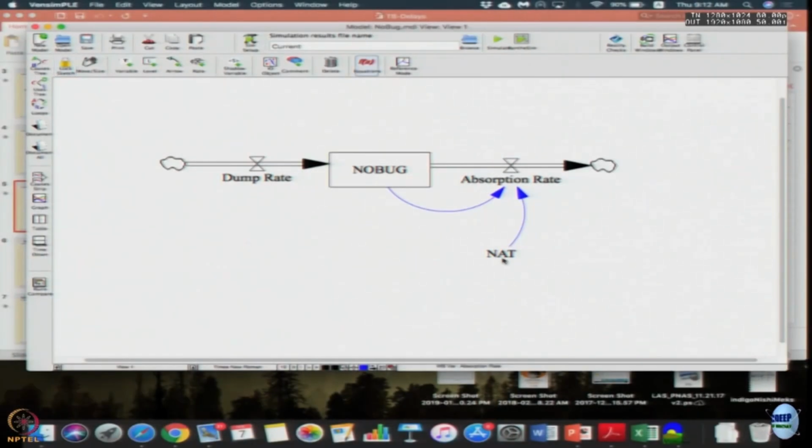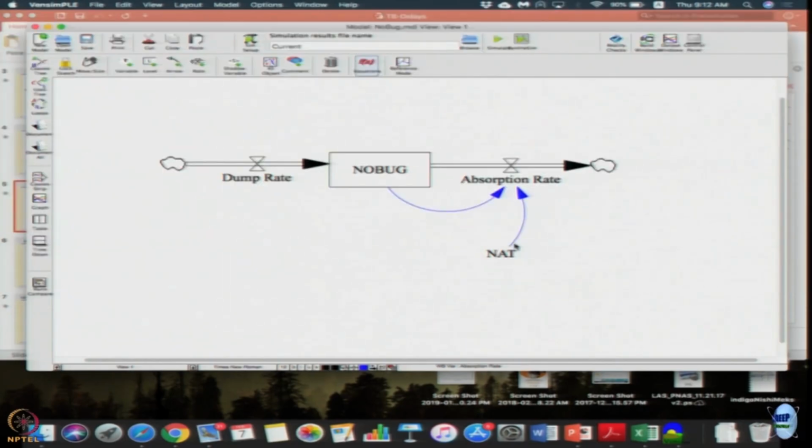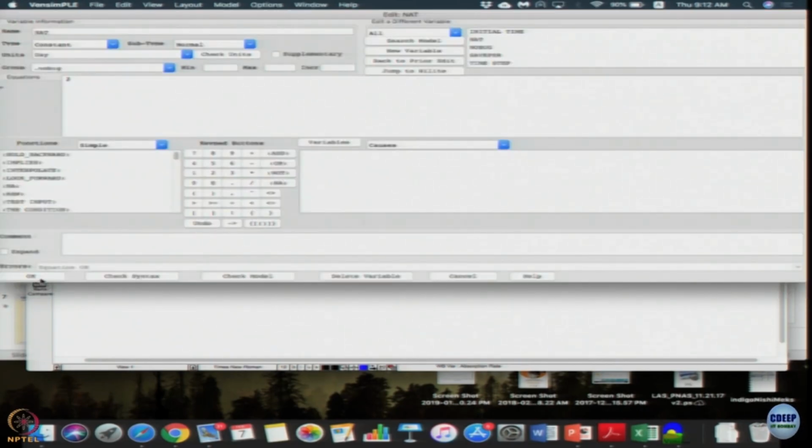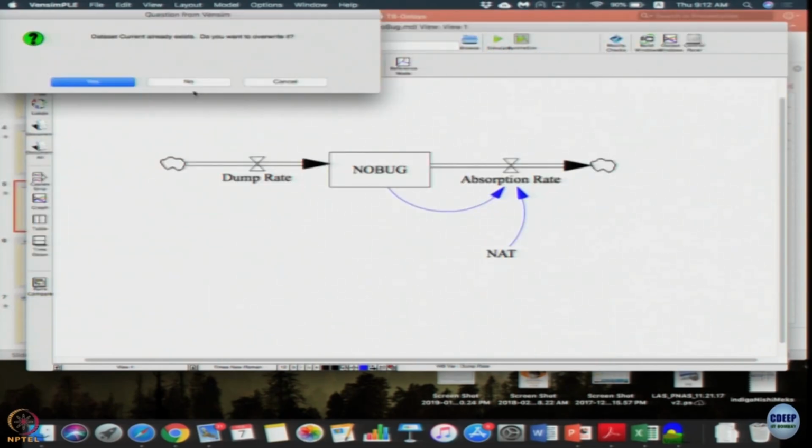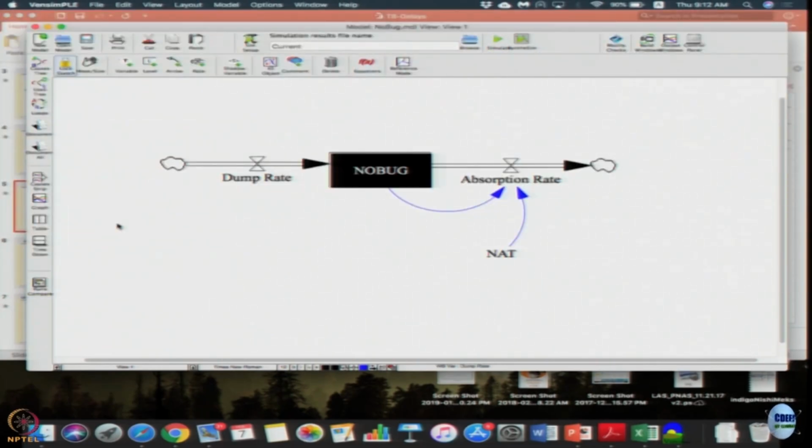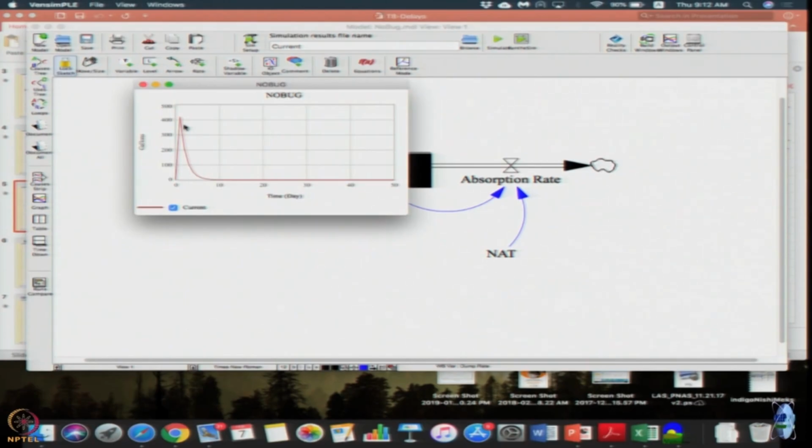This is how the model looks. NAT, natural absorption time, I just came up with some acronym, looks like it. If you look at the absorption rate, it is no bug by NAT, NAT is given as 2, this is the easy one. Dump rate is 420 into pulse of 0, 1, just a pulse input. So, if we run the model, we can see that no bug increases and then has exponential decay.